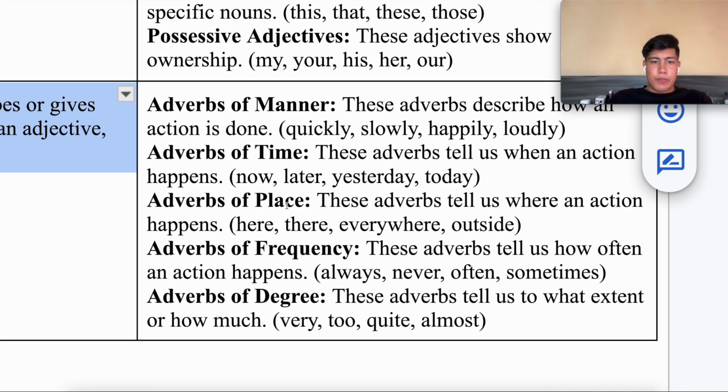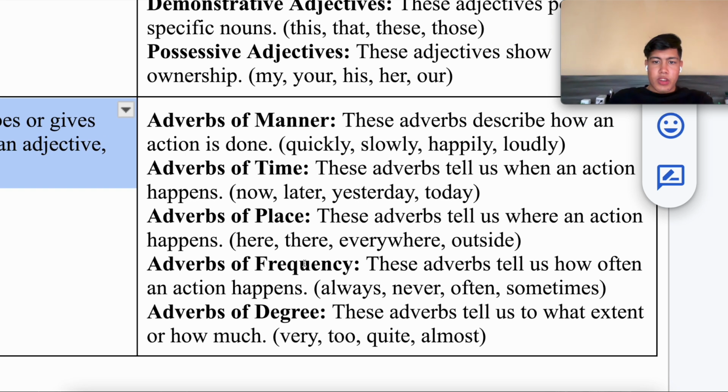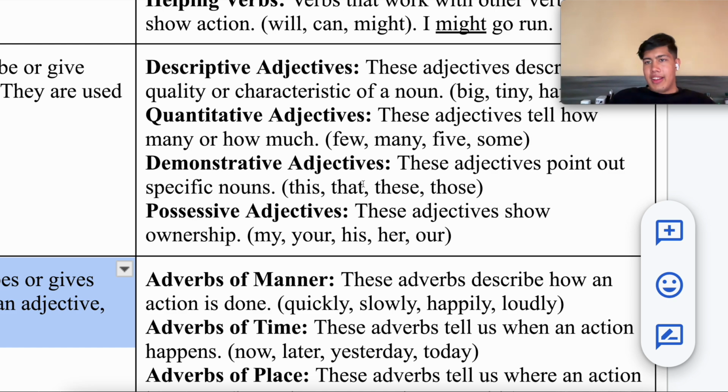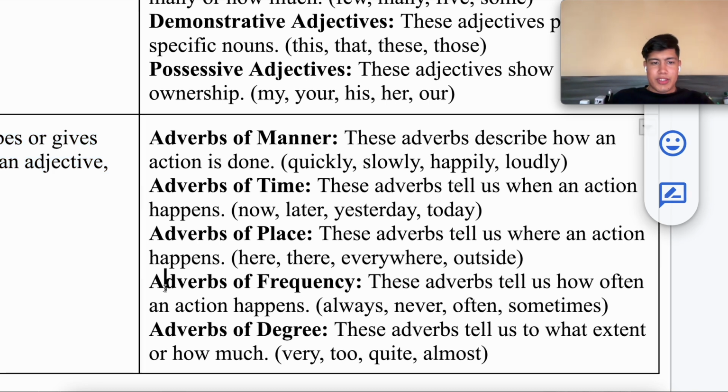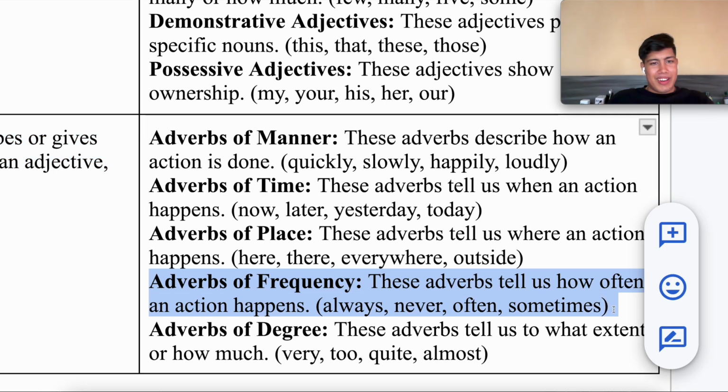Adverbs of manner, time, place, frequency, and degree. So, for example, when we said there's like a lot, like I have a lot of friends, an adverb can also be used to quantify something. So we're talking about this one right here. No, I'm sorry, I didn't do the first one first, but I thought it was a good idea to link those two.